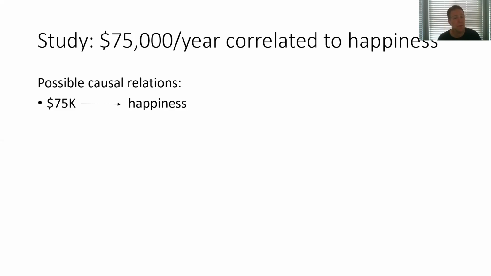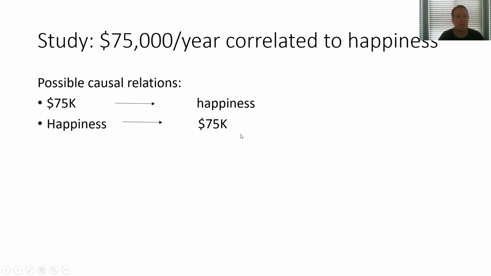Now, having said that, there are other possible cause and effect relationships. It's entirely possible that $75,000 a year causes you to be happy. And that's what this little cause and effect arrow is intended to represent. $75,000 causes you to be happy. Totally possible. It's also possible happiness causes $75,000 a year. What? So think about it this way.